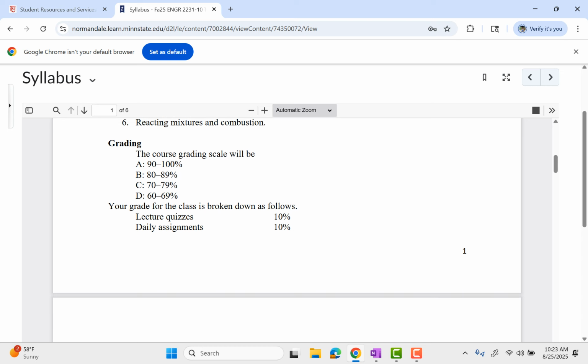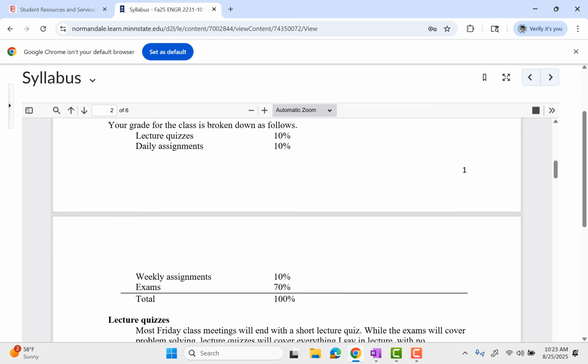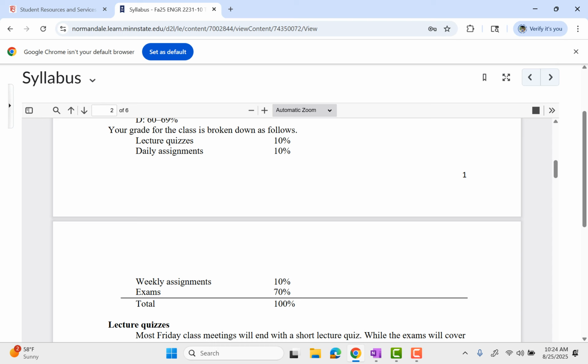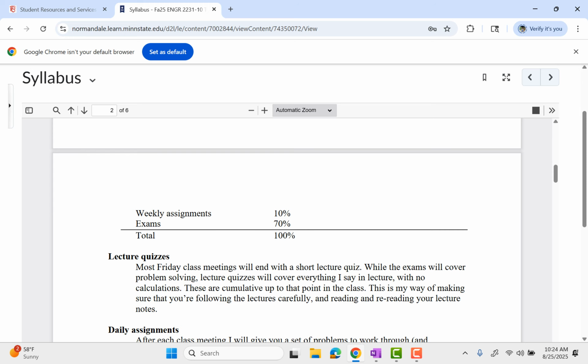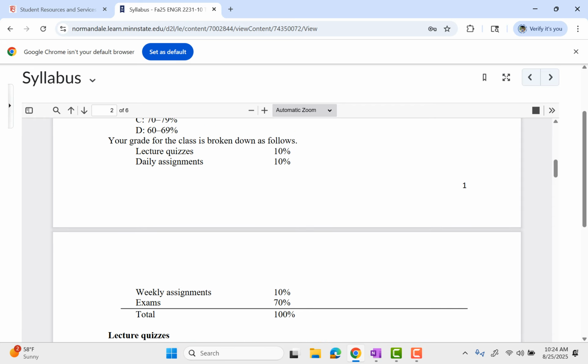The grading for the class is basically just going to be 90, 80, 70, 60. I might curve it a little bit if the scores on tests aren't what I was hoping for. But for the most part, it stays pretty close to 90, 80, 70, 60. Your grade for the class is going to be broken down into lecture quizzes, daily assignments, and weekly assignments that are each 10% of your grade. And then the vast majority of your grade is going to be in-class tests. And I'm just going to go through and talk about what all these things are.